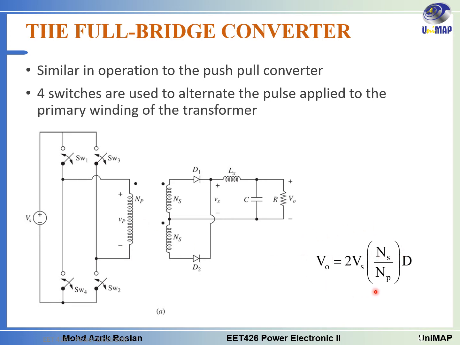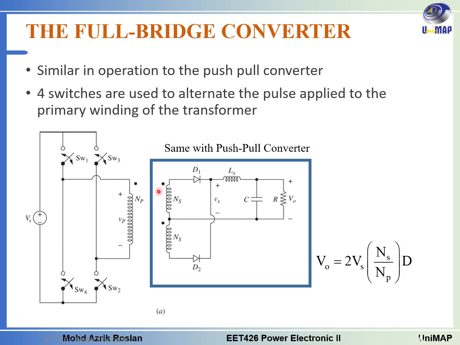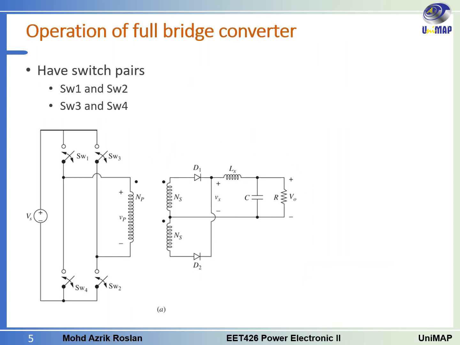The output voltage of this converter is equal to 2Vs multiplied by Ns over Np multiplied by the duty cycle. And if you look closely at the output side of this converter, it is the same as the push-pull converter at the secondary side. Okay, the only difference is at the primary side. All of these are the same as the push-pull converter.